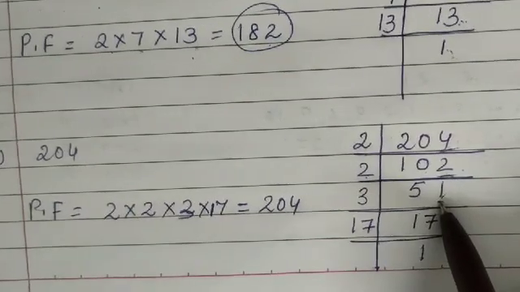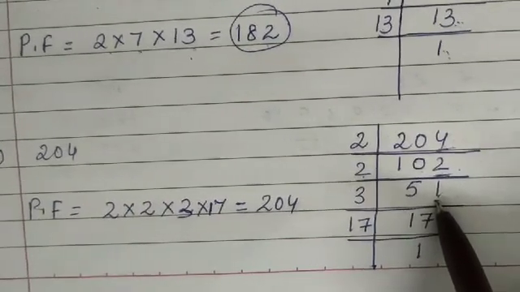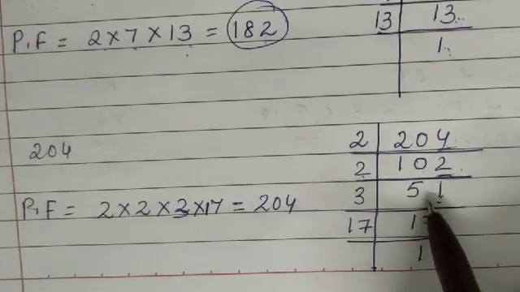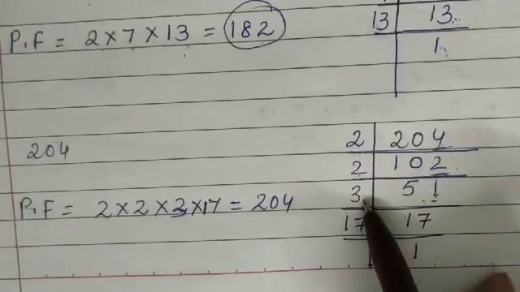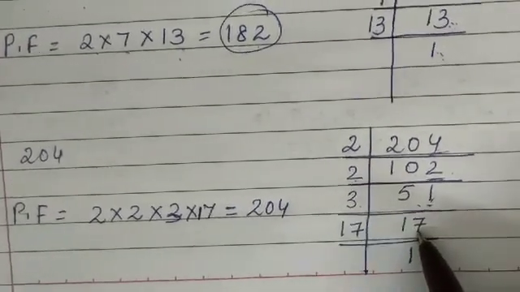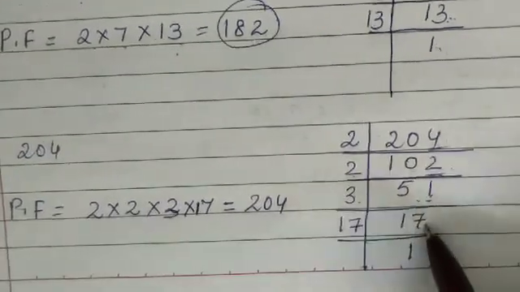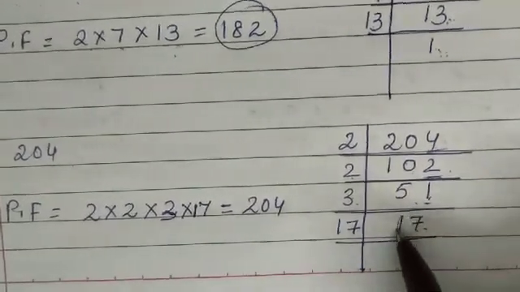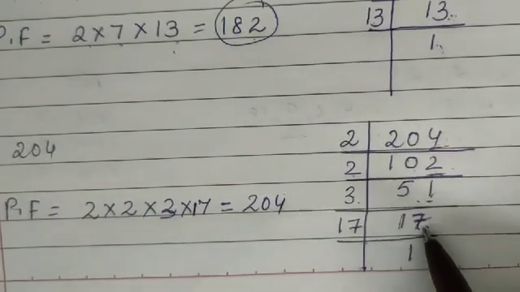Then just check the next prime number. The next prime number is 3. Okay. So when you divide 51 by 3, it comes 17. So 3 17s are 51. So we'll write 17 here. Clear? Now this is a prime number.